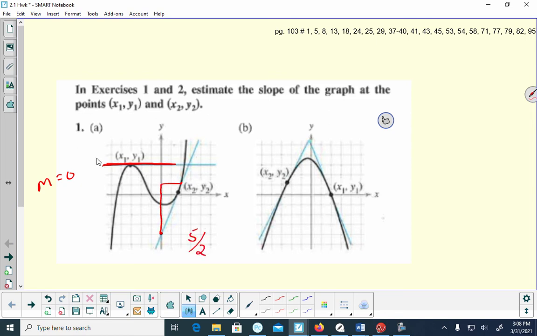Okay, doing the next one, I have this point here, x1, y1, and I'm going to look for the best points. So let's say here and here. I'm going down 1, 2, 3, 4, 5, over 1, 2. So that looks like it's going to be a negative 5 halves. And then the next one, maybe here and here. I'm going up 1, 2, 3, 4, 5, over 1, 2. So I have 5 halves. I believe the book has 2, so we're close. Just a ballpark. It is important that you know that it's positive or negative, though.